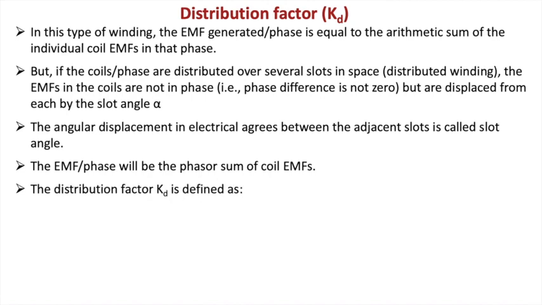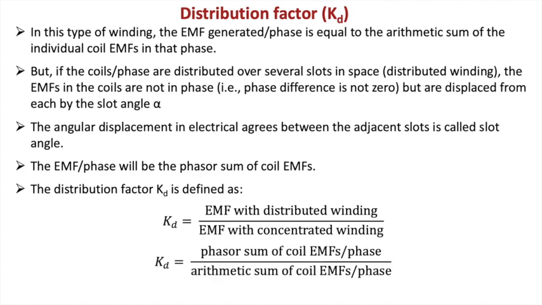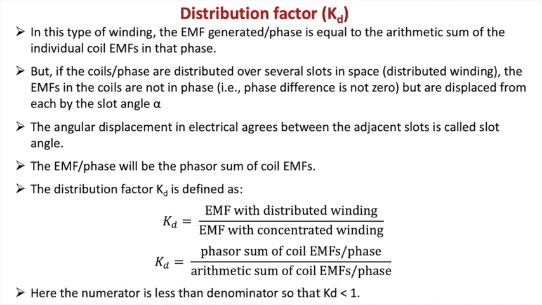The distribution factor is defined as the EMF with distributed winding divided by the EMF with the concentrated winding, because in the concentrated winding the EMFs will be the algebraic sum, and in the distributed winding it will be the phasor sum. So it can also be defined as the phasor sum of the coil EMFs per phase divided by the arithmetic sum of the coil EMFs per phase. Here the numerator is less than the denominator, so KD will always be less than 1. The distribution factor will always be less than 1.